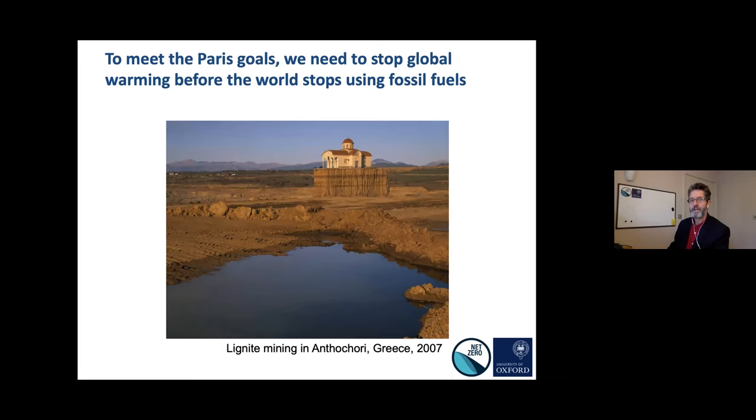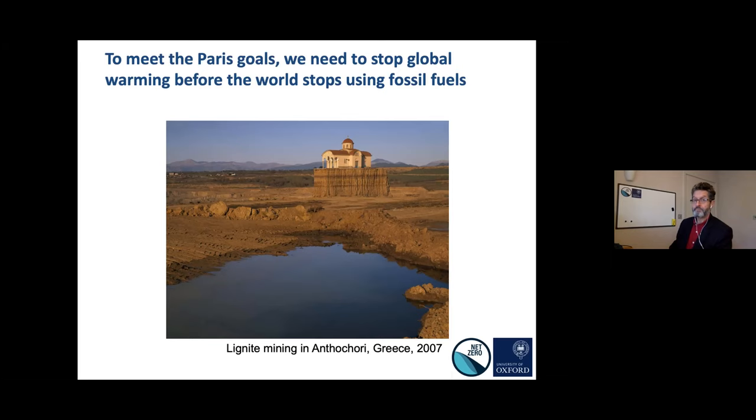So the idea that we will be able to persuade people simply to move on from using fossil fuels, I think is optimistic in the extreme. I think we need to accept that we need to meet the Paris goals, we need to stop global warming before the world stops using fossil fuels. It'll be very hard to stop using fossil fuels entirely in time to stop global warming and meet the Paris goals.